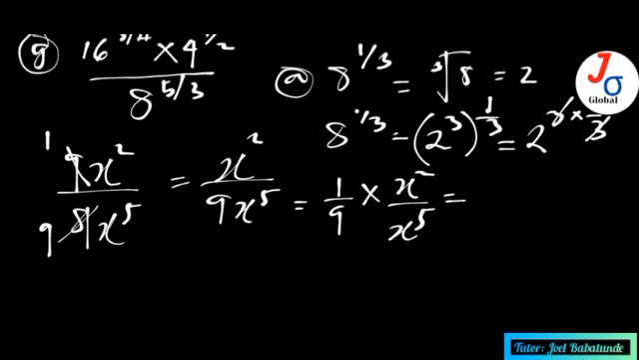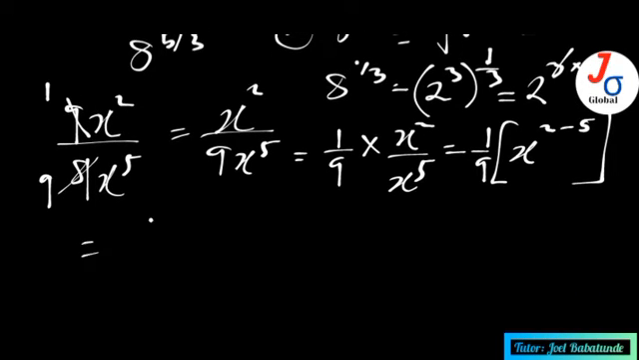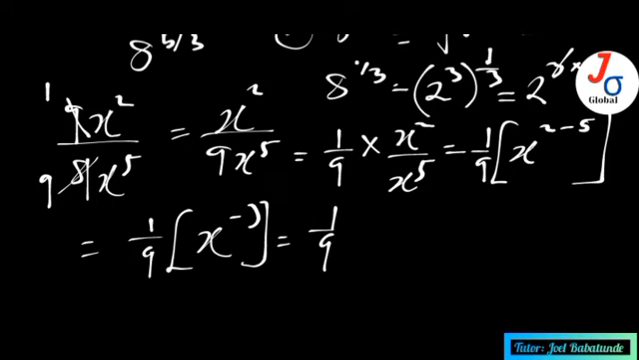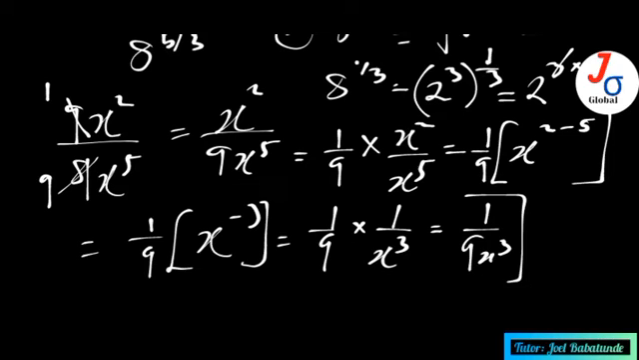So since this is division, I have 1 over 9 into x. This is square, this is divide, that's minus 5, from the division law. And so I have 1 over 9 into x. 2 minus 5 is minus 3. And so I could write this as 1 over 9 times 1 over x cubed, because of the x raised to the power minus 3. So that becomes 1 over x raised to the power 3. And that gives us 1 over 9x cubed. So this is our final answer.